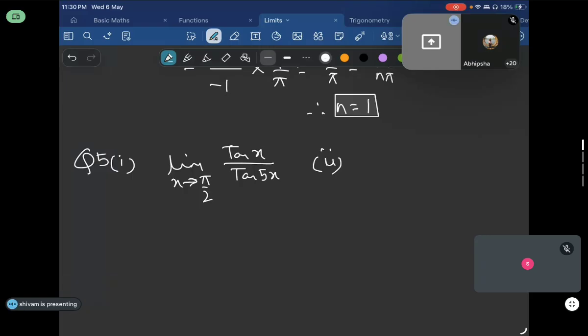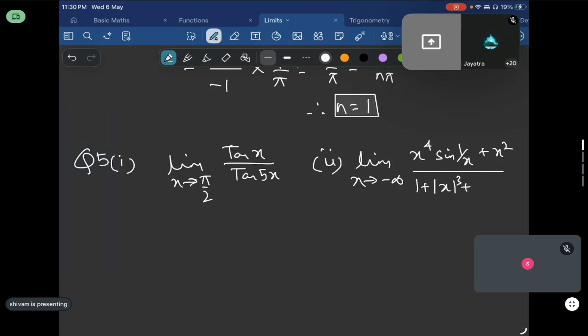Part 2. Limit x tends to minus infinity, x to the power 4 into sine 1 by x, plus x square upon 1 plus mod x cube plus x square. Tell me, are you getting up to this much? Yes, sir.